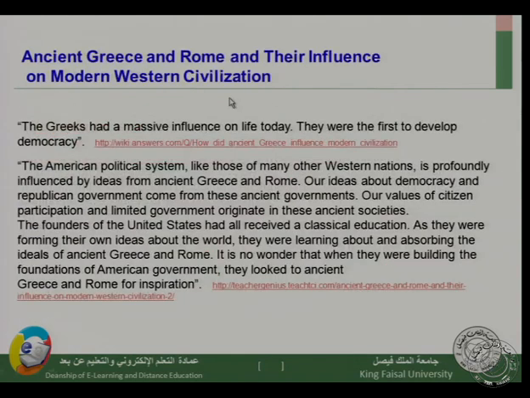Okay, now let me go to another slide. Ancient Greece and Rome and their influence on modern Western civilization. So let's discover more about the Greek and Roman influence on modern Western civilization, thought, and culture. According to this text, the Greeks had a massive influence on life today. They were the first to develop democracy.